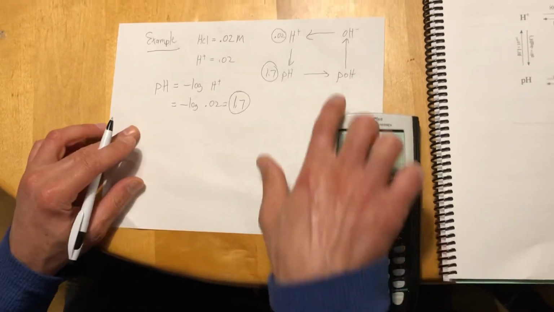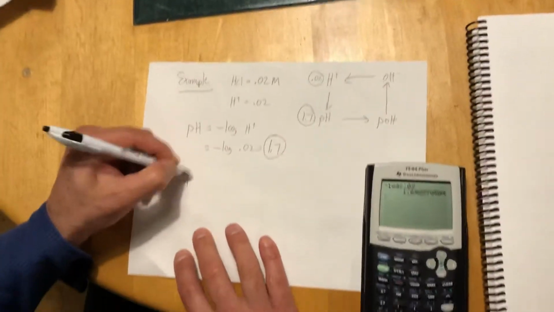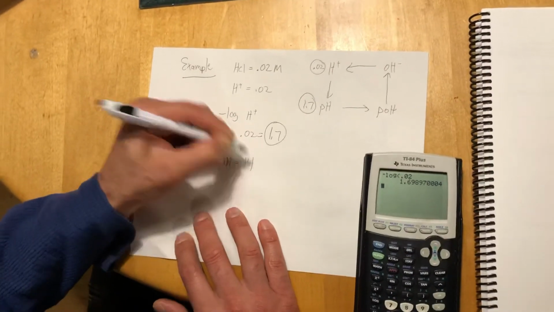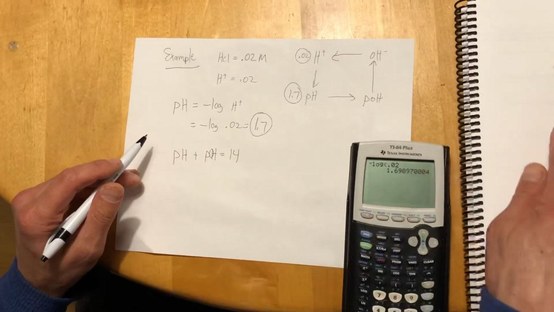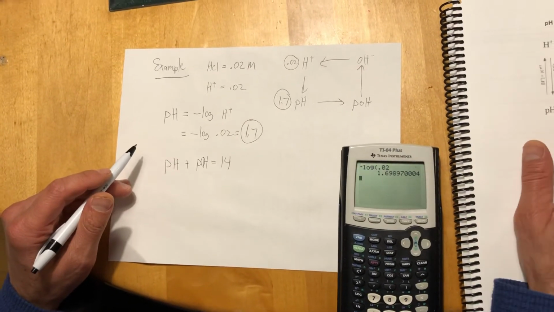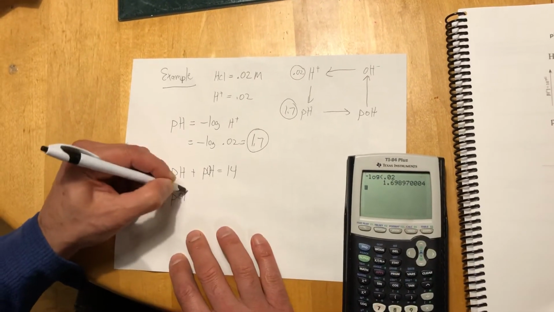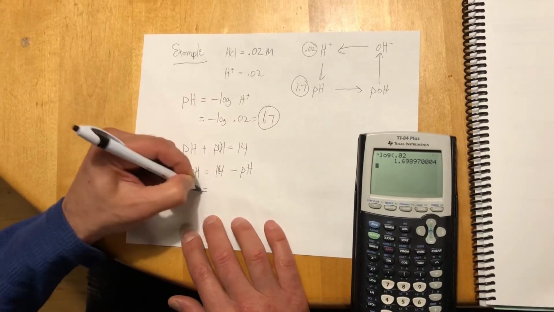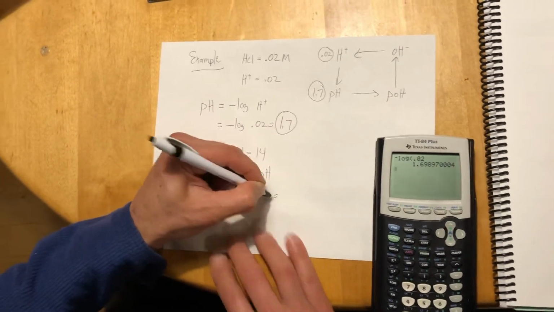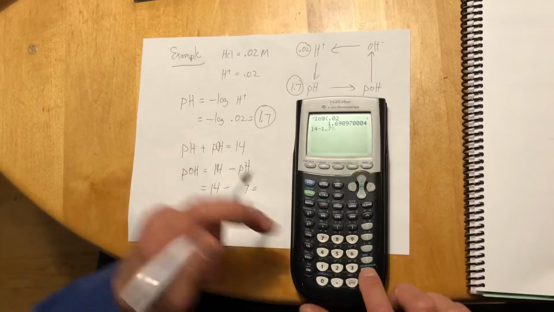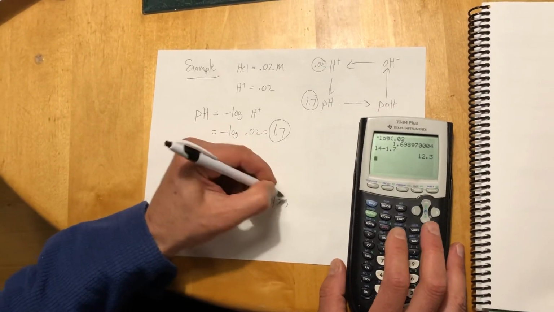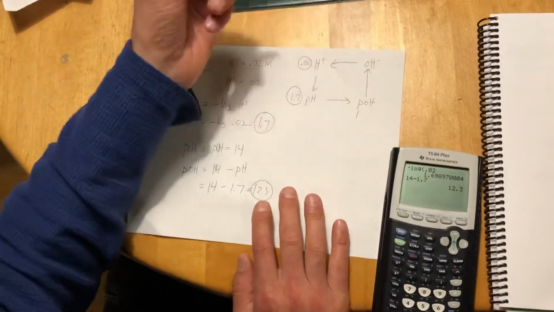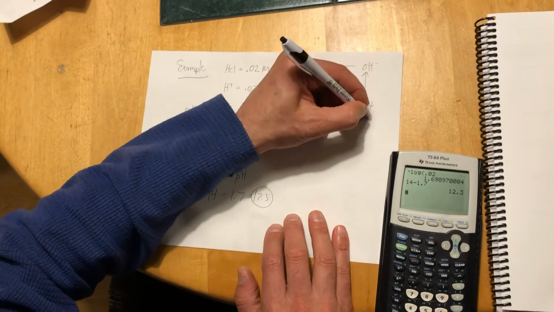Okay, now the pH and the pOH always add up to 14. So pH plus pOH is always 14. So if I want to get pOH, it's just 14 minus pH. So 14 minus 1.7 is 12.3. So the pOH, which is more of a measure of the hydroxide concentration or how basic it is, is 12.3.